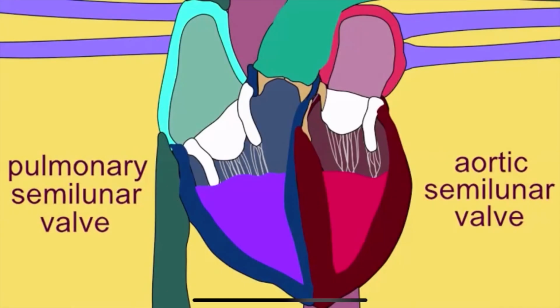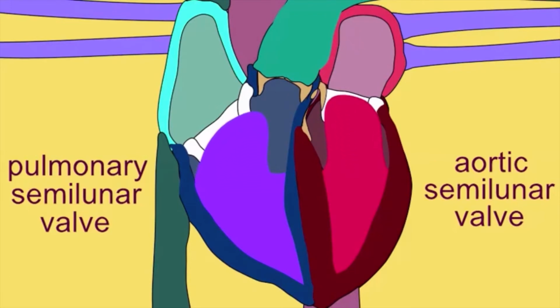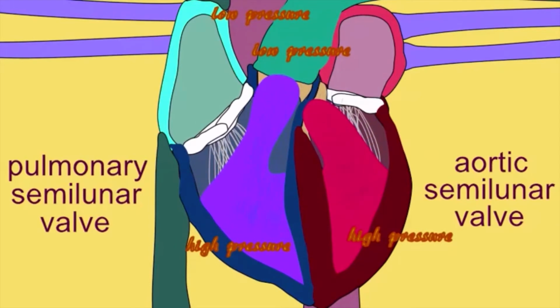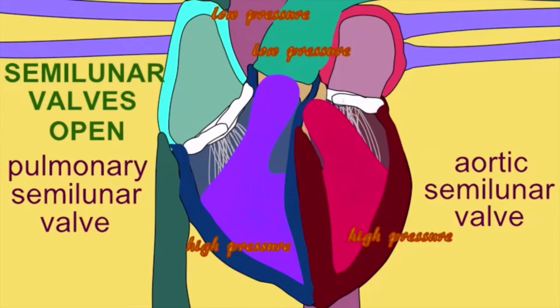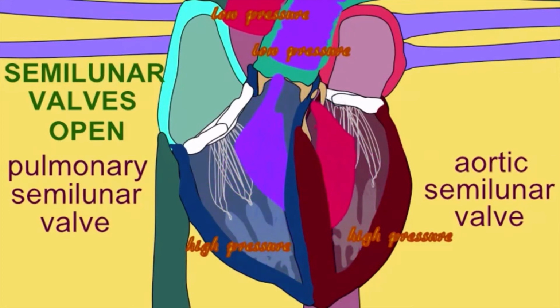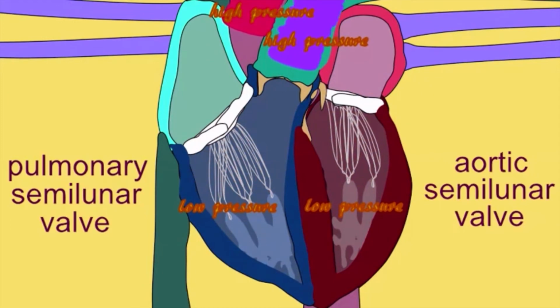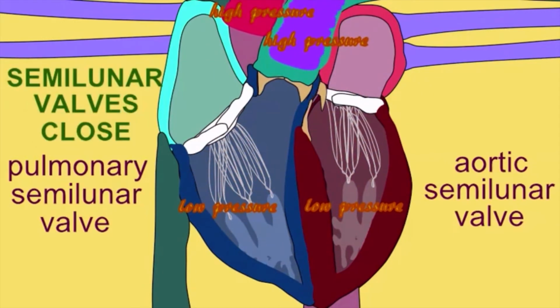The heart's semilunar valves also open and close due to pressure and not because of muscle contractions. When the pressure in the ventricles is greater than the pressure in the vessels, this would be the pulmonary trunk and the aorta, under these conditions the semilunar valves open and blood can be expelled from the heart. When, however, the pressure in the vessels is greater than the pressure in the ventricles, these semilunar valves close.